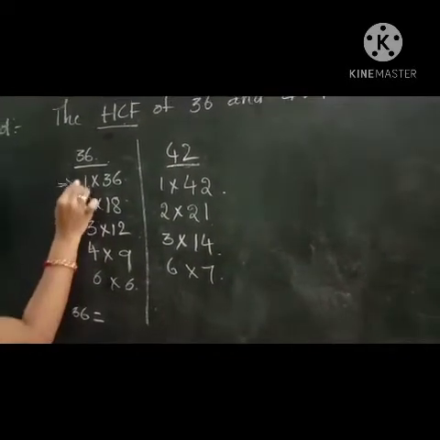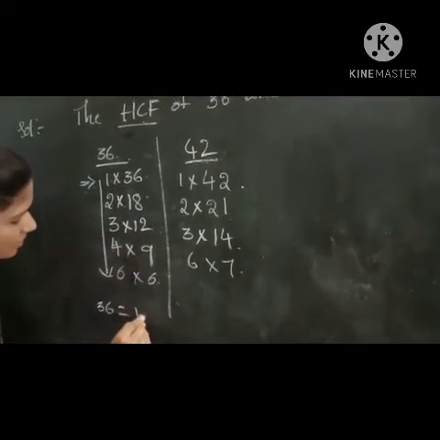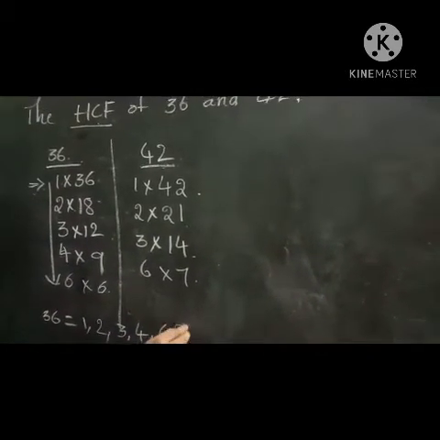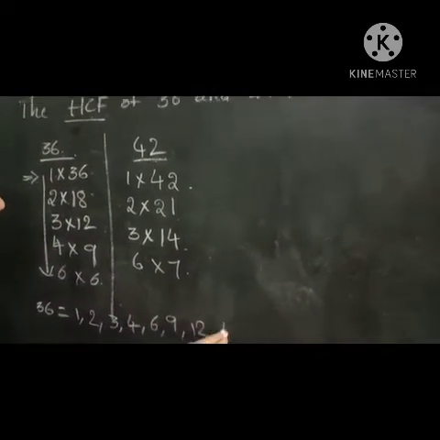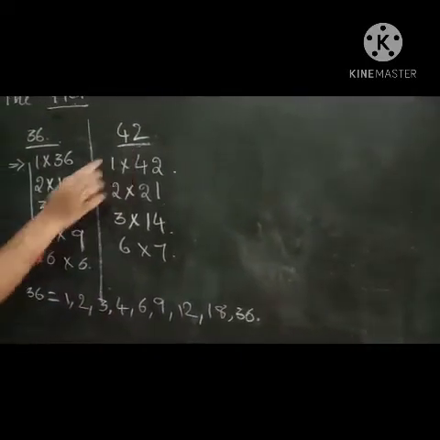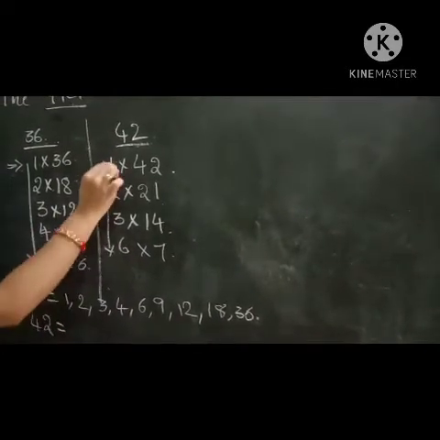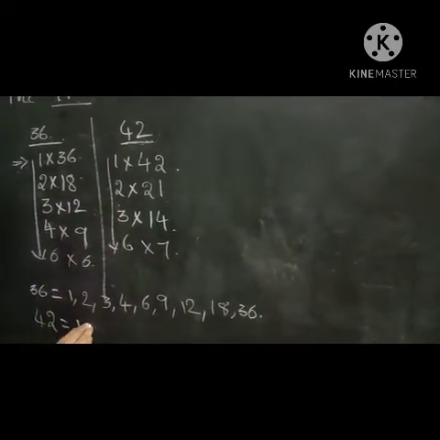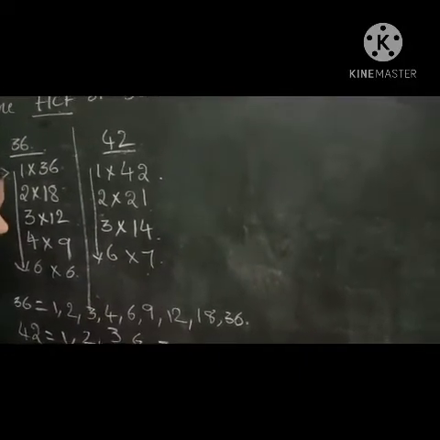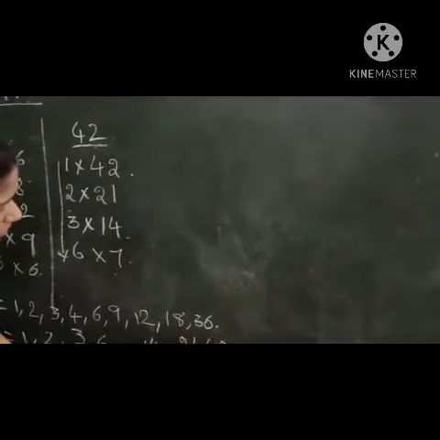36 is equal to 1, 2, 3, 4, 6, 9, 12, 18 and 36. Next, 42 is equal to 1, 2, 3, 6, 7, 14, 21 and 42.